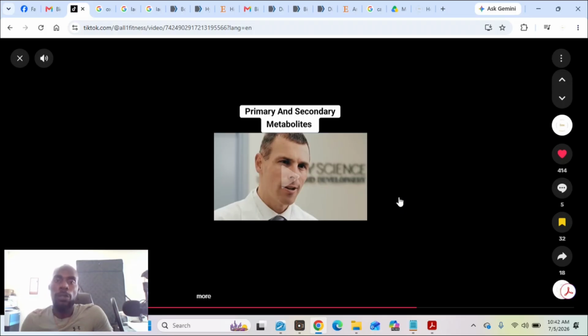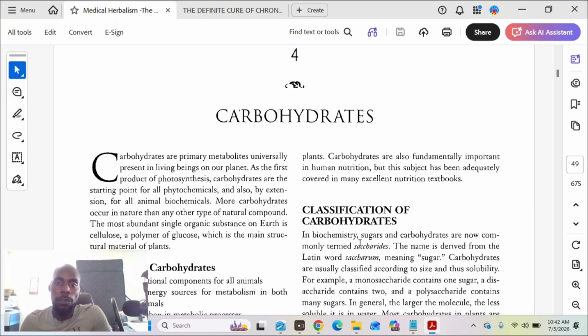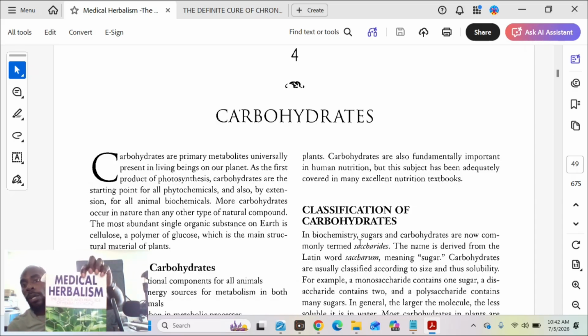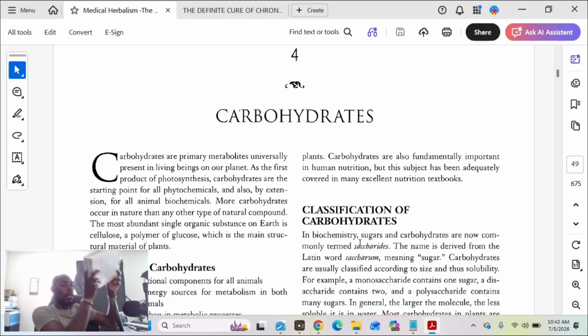Which we'll read over once we get more into the scientific studies and the research concerning this. So we're going to be reading from the medical book, Medical Herbalism, The Science and Practice of Herbal Medicine. I'll also have it up on the screen. We are in chapter 4 under the section Carbohydrates.